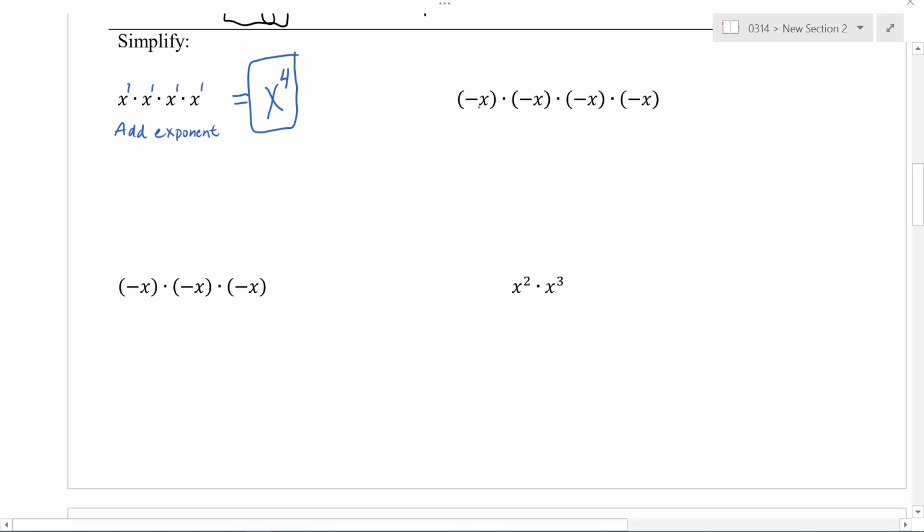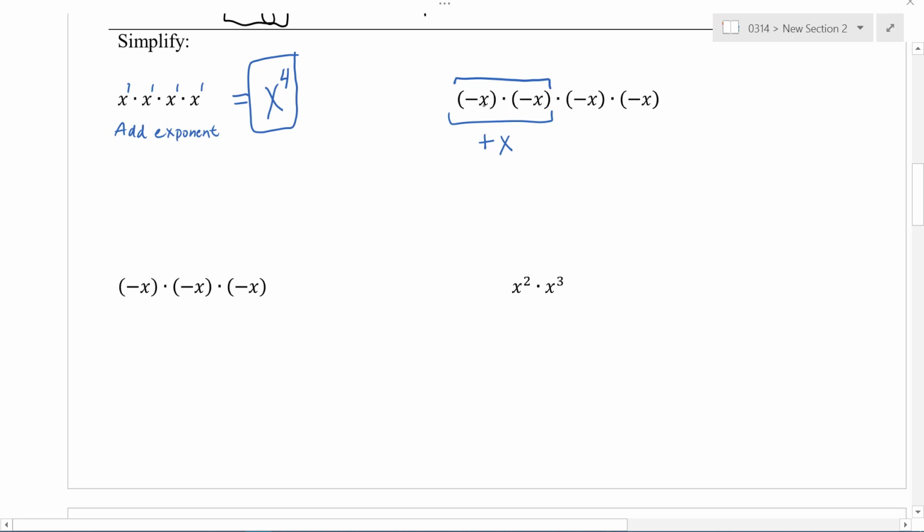Okay. Now what about this example? How is this one going to be different? How is it going to be similar? So I have a negative times a negative times a negative times a negative, and I have x times x times x times x, right? Okay, what do I get when I multiply a negative x times a negative x? Well, negative times a negative is a positive, right? We'll come down here.